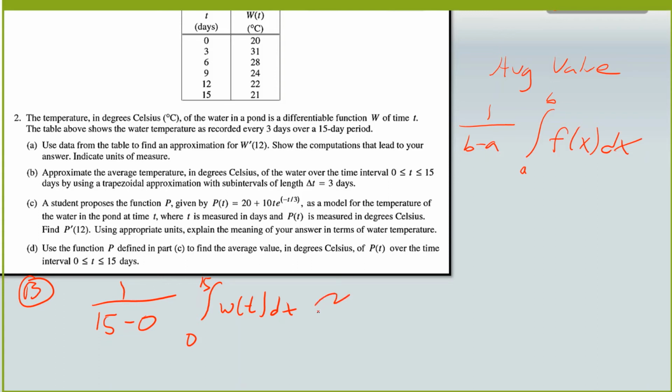Okay, now we don't have a function to integrate, so we were told that we should estimate using a trapezoidal approximation with subintervals of 3 days. So what that means is if I go graph this from 0 to 15, make a little bit straighter line there. Okay, from 0 to 15, I've got subintervals of 3 days. So that's 0 to 3, 3 to 6, 9, 12, and 15. I'm going to create trapezoids out of this.